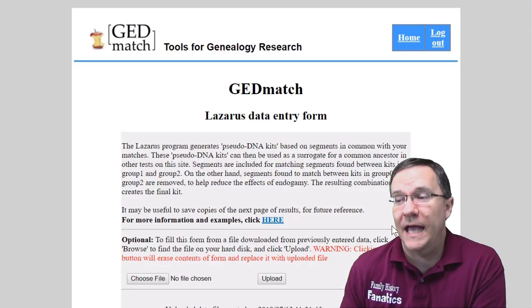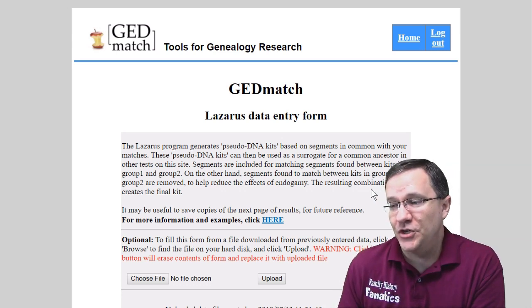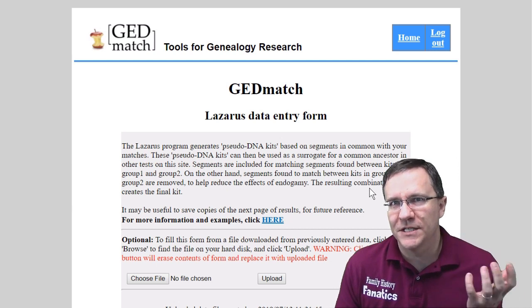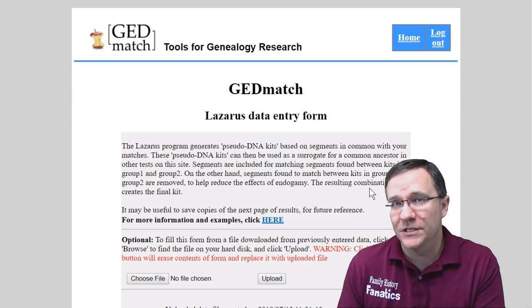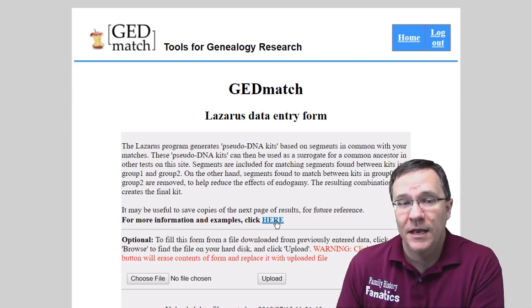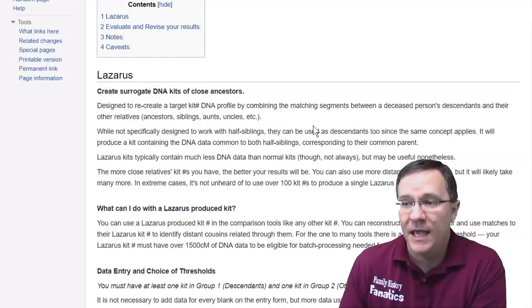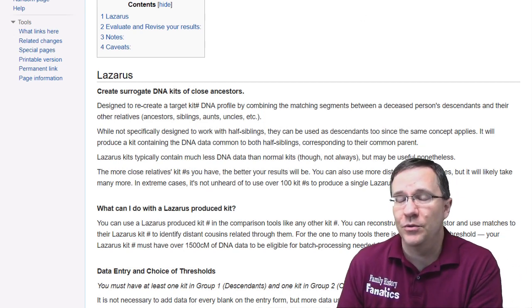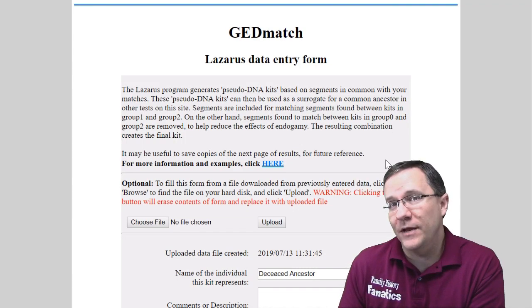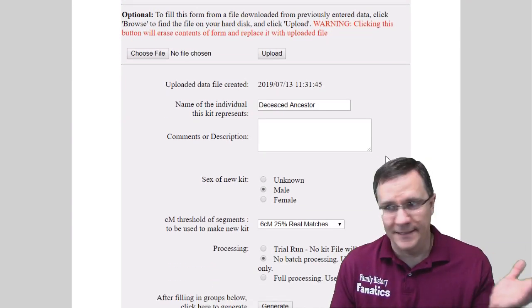Here we are on the Lazarus page on GEDmatch, and it is going to be asking us for some information about matches that this person has so that it can help recreate it. And we'll go through what those matches are and how important each of them are. Now first, if you want to read some more about Lazarus and how it works, you can click on this link and it's going to go to the GEDmatch wiki and it will give you some information about how Lazarus works. But I'm going to show you today how to create a kit and what information is best for creating the best kit. Now this is for a deceased ancestor.